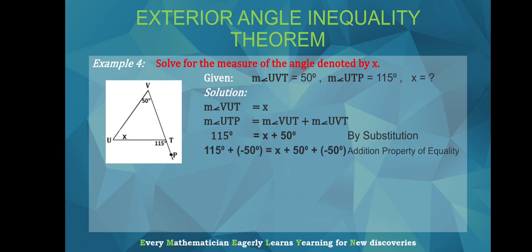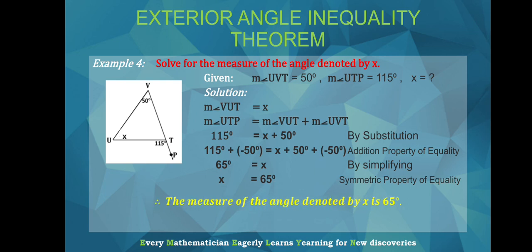By the addition property of equality, add both sides by negative 50. We have 115 degrees minus 50 degrees equals x plus 50 degrees plus negative 50 degrees. Then, simplify. 65 degrees equals x. By the symmetric property of equality, x equals 65 degrees. Therefore, the measure of the angle denoted by x is 65 degrees.